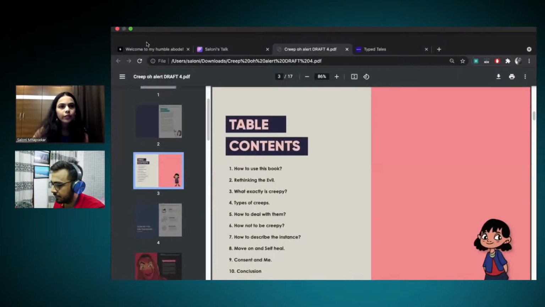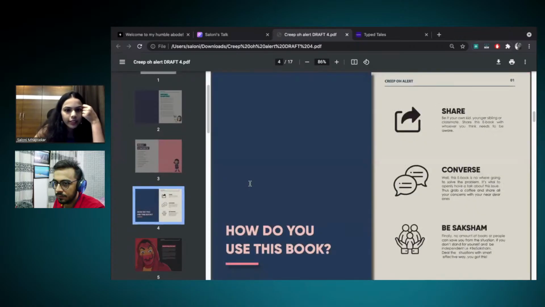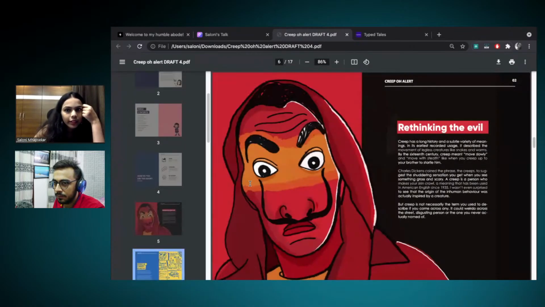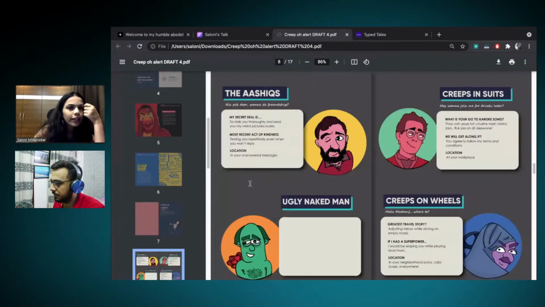So I'll give you a glimpse of the project here. It's a book, an unfinished book, as I said. Very evil. What is creepy exactly? Types of creeps. What I did is I took inspiration from dating profiles and converted them into these types of creeps you'll meet in your daily life.